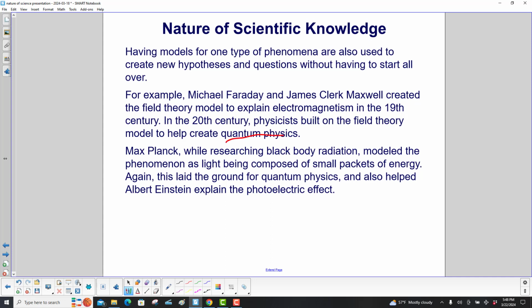Max Planck, while researching blackbody radiation, modeled the phenomenon as light being composed of small packets of energy. Again, this laid the ground for quantum physics and also helped Albert Einstein explain the photoelectric effect.